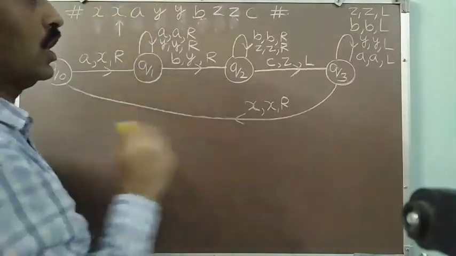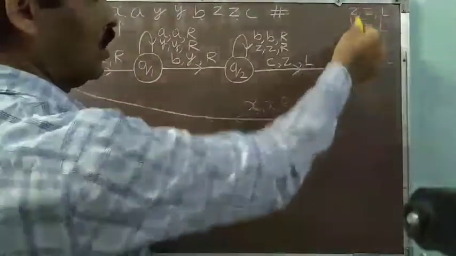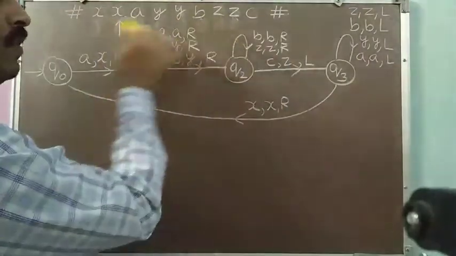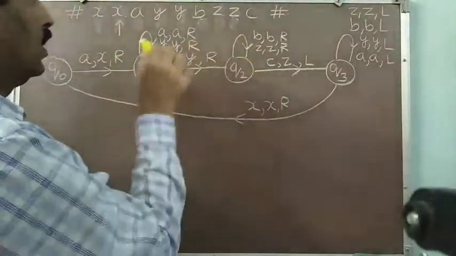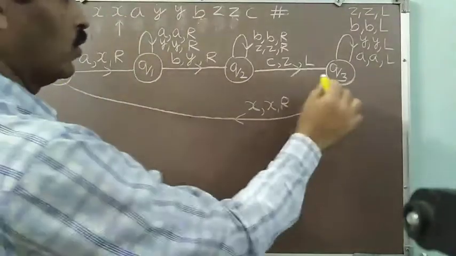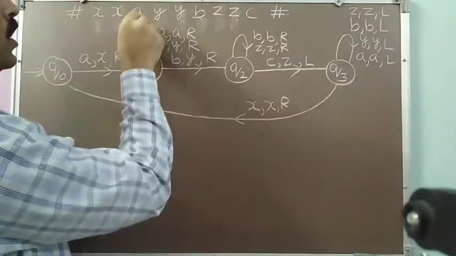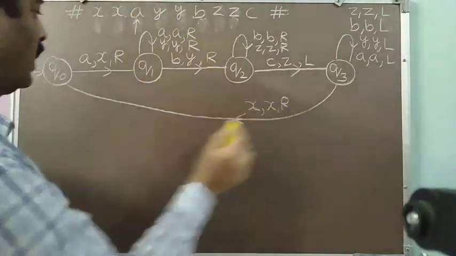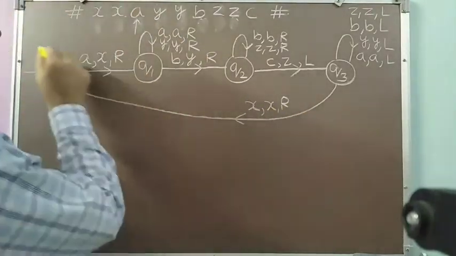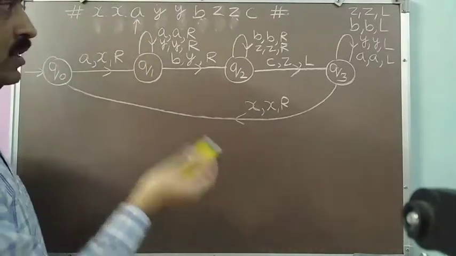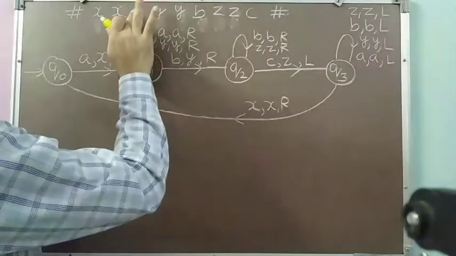Now when I reach here, I do not encounter any of these symbols Z, B, Y or A. All the Z, B, Y or A which were coming, I have skipped. I have reached X. Whenever I get X, I will write X and move one position right as per this transition, and I will move to the state Q0. Now I am again in the Q0 state, finding the A to be processed. So I will repeat this process.